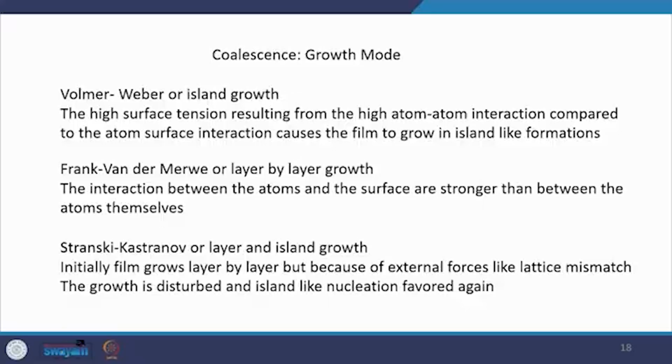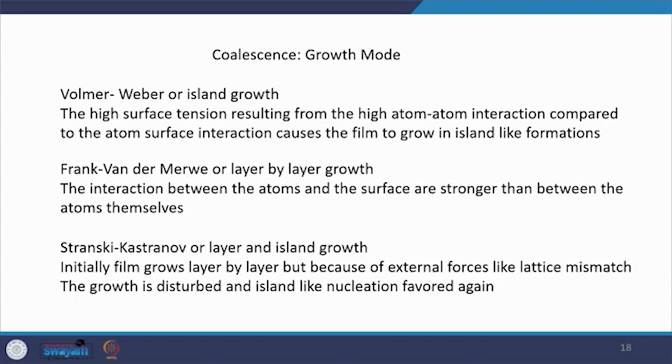There can be another type of thin film where the interaction between atoms and the surface is much stronger compared to the atoms themselves. In that case there will be layer by layer growth, which is similar to MBE, that is molecular beam epitaxy. Sometimes it is also called laser beam epitaxy, where with the help of pulsed laser deposition one can grow layer by layer epitaxial thin films. These films are very good quality smooth thin films. This is also called Frank-van der Merwe or layer by layer growth.